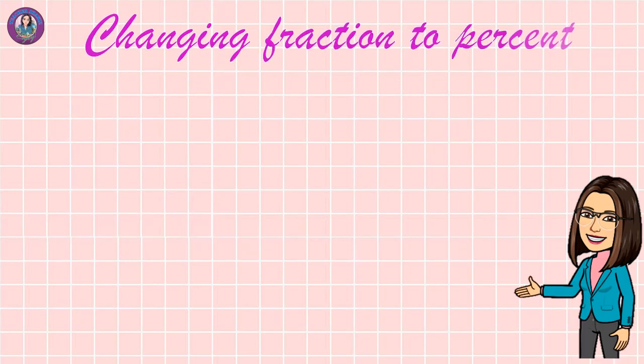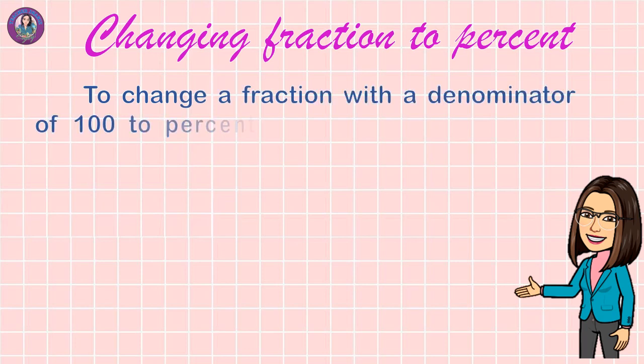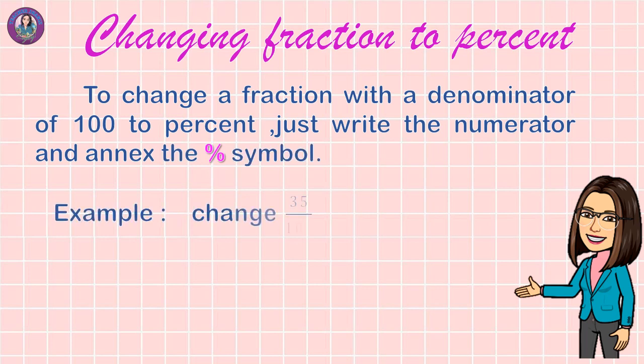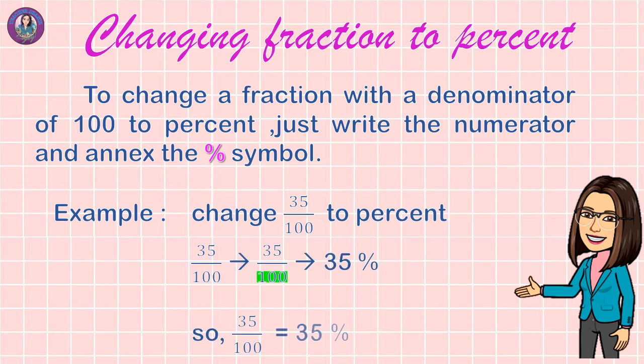Changing fraction to percent. To change a fraction with a denominator of 100 to percent, just write the numerator and annex the percent symbol. Example, change 35 hundredths to percent. Now we have 35, copy the numerator, then annex the percent symbol. So 35 hundredths is 35%.